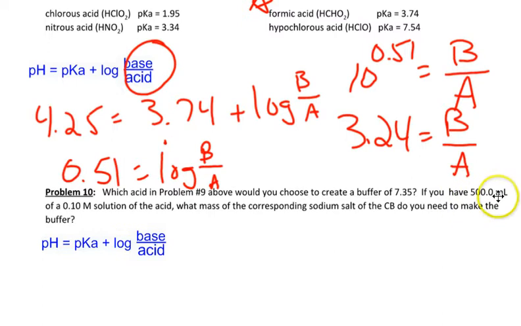So now what? If you have 500 mL of a 0.1 molar solution of the acid, what mass of the corresponding sodium salt of the conjugate base do you need to make this buffer? Well, we need to go through the same procedure as last time. Will you pause this and determine at least the ratio of base to acid to answer this question? Go ahead and pause this.